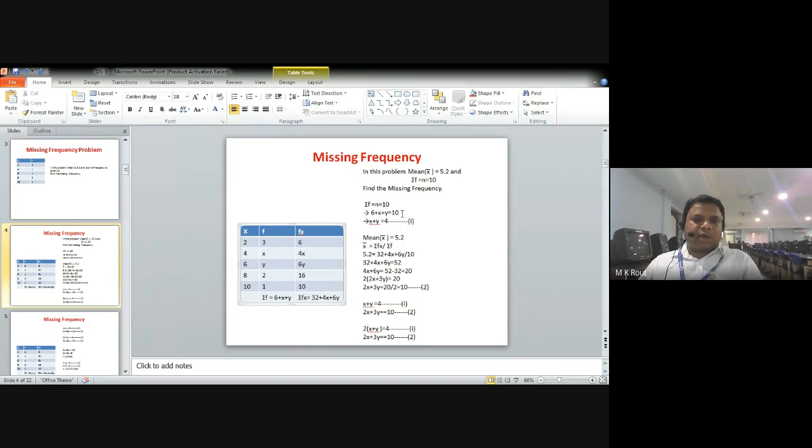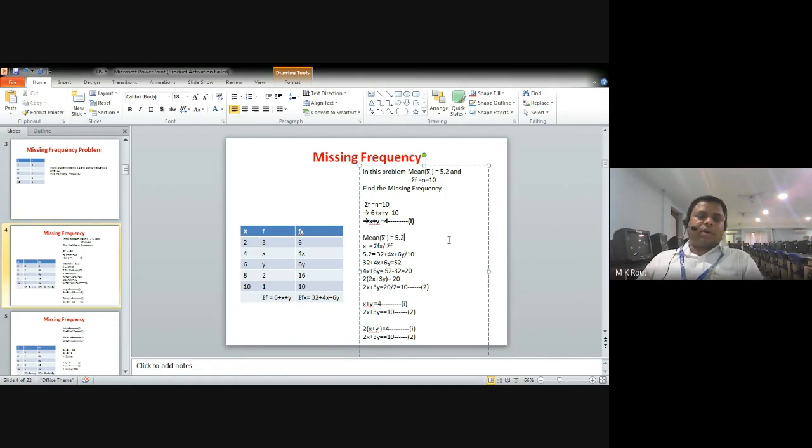If we simplify this one, we get x minus y equals 10 minus 4. So 10 minus 6, that equals 4. So this is your equation 1. I just highlight this one. This is your equation 1.